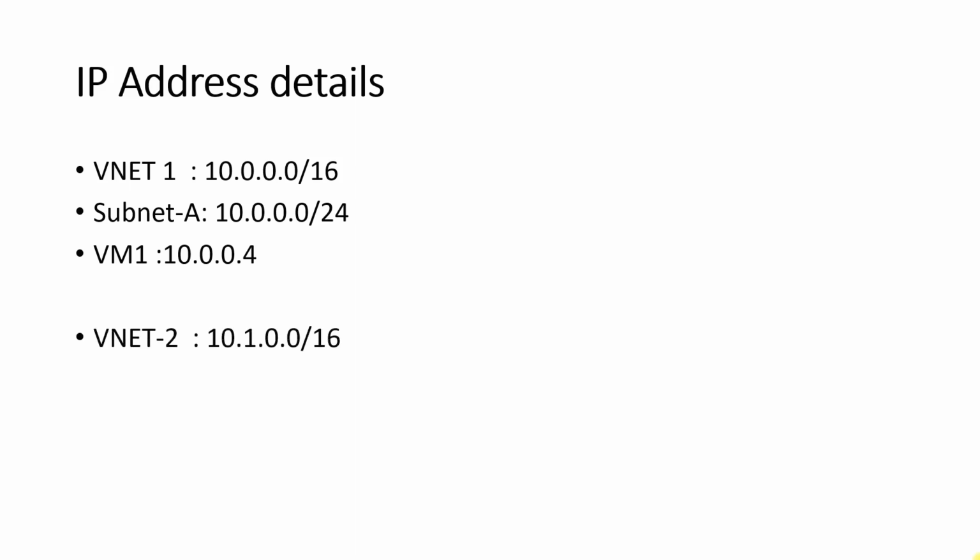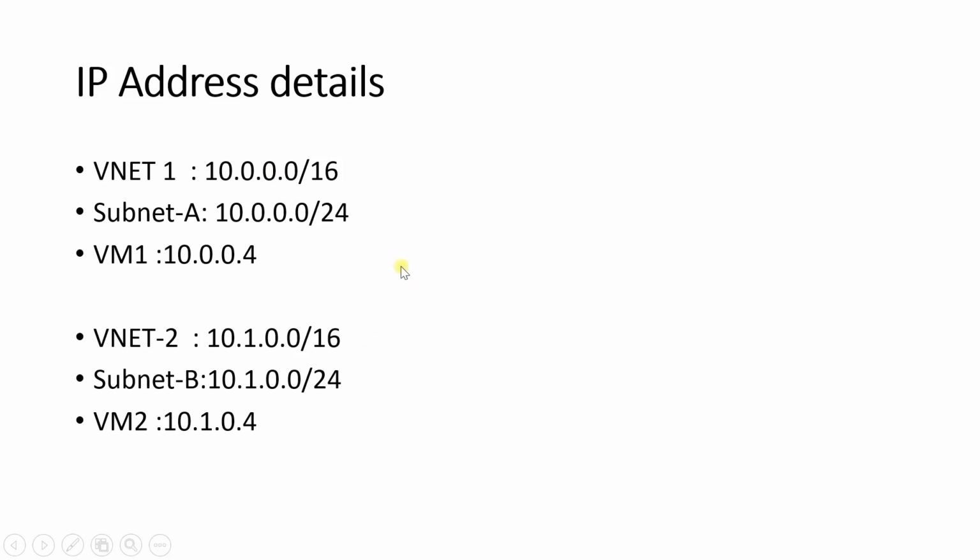And for the next VNet, VNet 2 IP address space, this is 10.1.0.0/16, subnet B 10.1.0.0/24, and VM2 IP address is 10.1.0.4. So these are the IP address details. Basically, these two VNets' IP addresses should not overlap because we are performing VNet peering, right? So it will not accept.